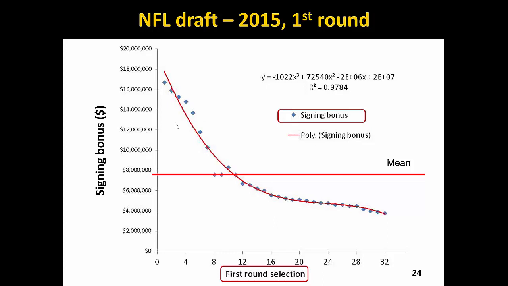The highest signing bonus, which went with the first round pick, was over $16 million. That's a one-time payment outside of the salary. The last player selected in the first round was paid a signing bonus of approximately $4 million. So oftentimes the average will not exactly capture and adequately describe each individual, but it gives an overall picture.